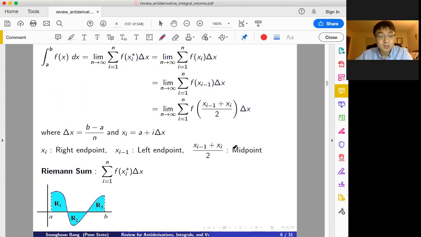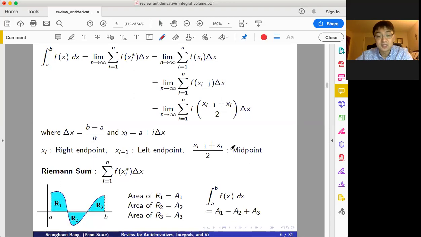So next one. Area of R1 equals A1, area of R2 equals A2, area of R3 equals A3. Is it the integral from a to b of f of x dx? Exactly: A1 minus A2 plus A3. So we call this the net area. Above the x-axis is positive, below the x-axis is negative, above the x-axis is positive. This is the reason. Positive, negative, positive. We call it net area. This is the geometric meaning.